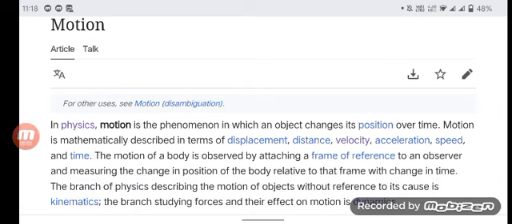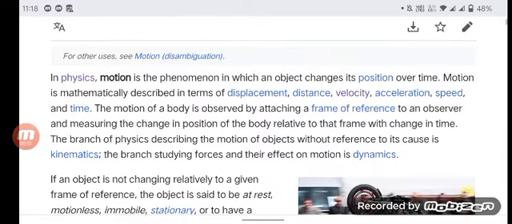In physics, motion is the phenomenon in which an object changes its position over time. Motion is mathematically described in terms of displacement, distance, velocity, acceleration, speed, and time. The motion of a body is observed by attaching a frame of reference to an observer and measuring the change in position of the body relative to the frame with change in time.